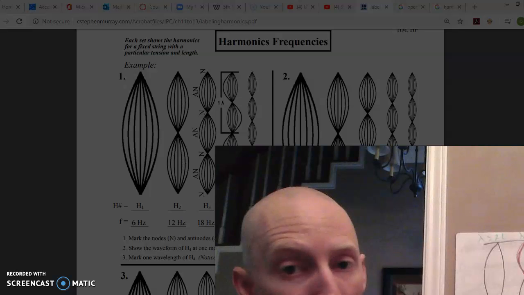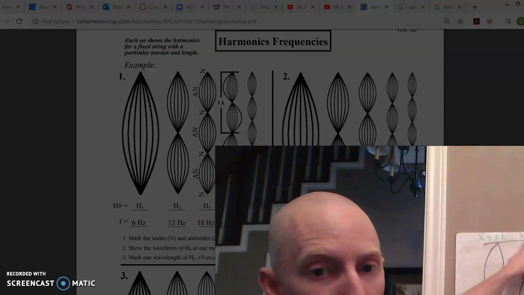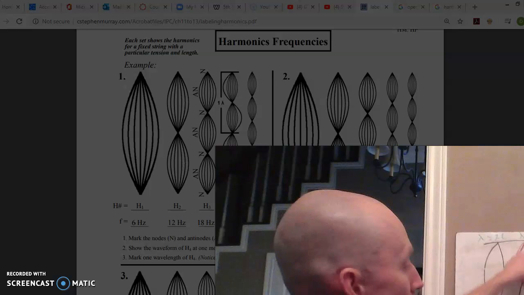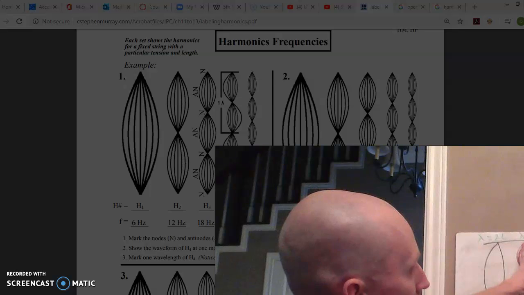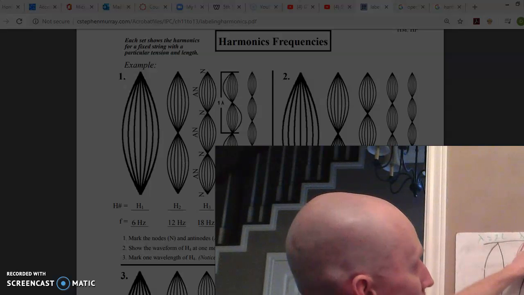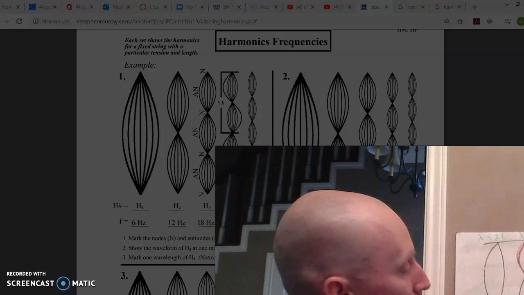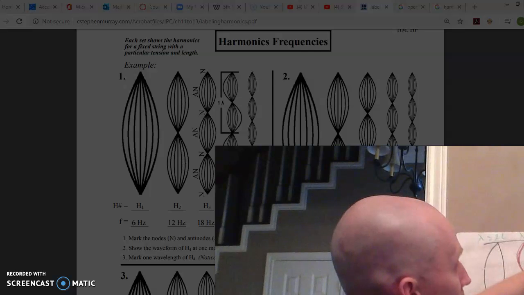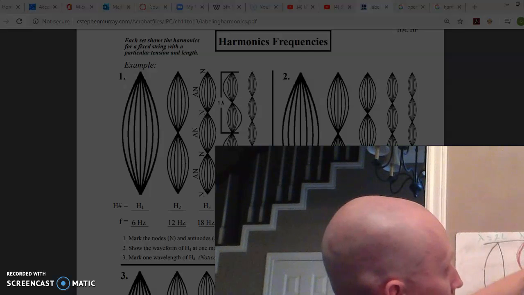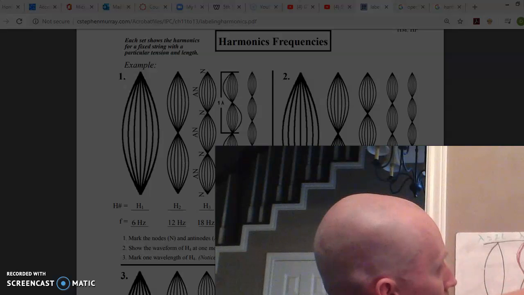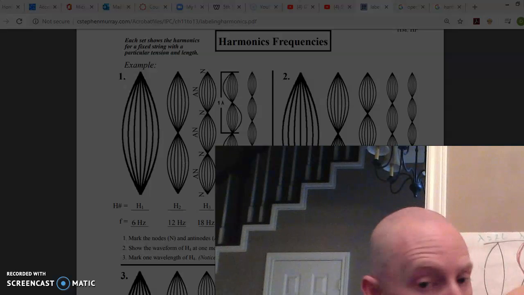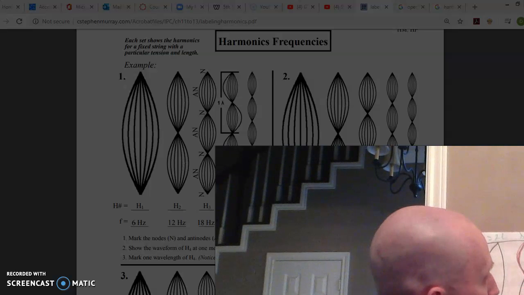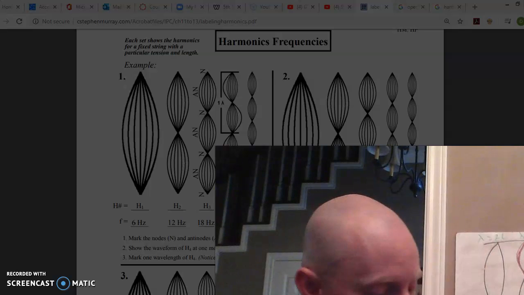For the second harmonic, the length of the wave is the same as L, the length of the string. For the third harmonic, the length of your wave is 2 of the 3 total. So lambda is 2/3 of L. For your fourth, it's 2 of the 4. So the length of your wave is 2/4 of L. And then for your fifth, the length of your wave is getting real small. It's 2 of the total 5. So that's why it's 2/5 L.